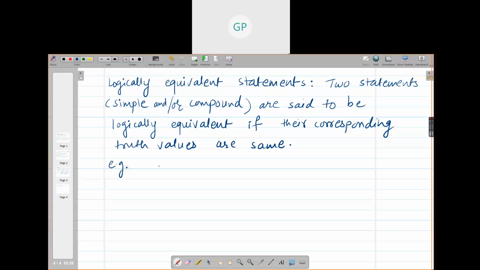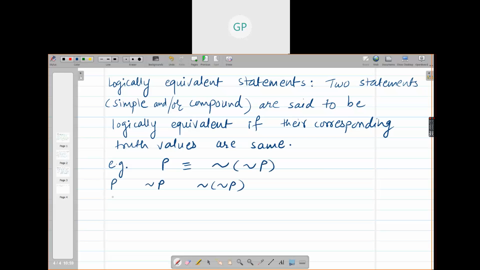For example, see, P is equivalent to negation of negation P. Very simple one I am considering. This is P, then I will have negation P, then I will have negation of negation P.